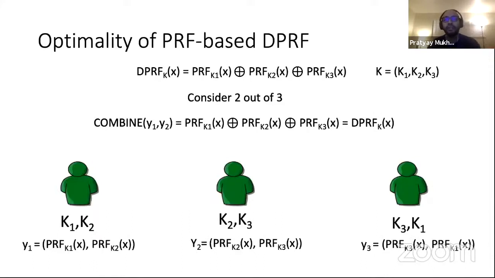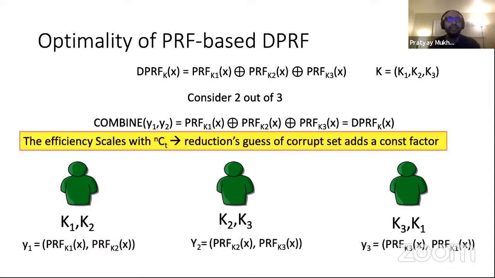The other DPRF construction, which was PRF based, we observed is already adaptively secure if we use a simple guessing technique where the reduction can just guess the corrupt set. The blow up is of course on the order of n choose t, but this solution already has efficiency that scales with n choose t, so it basically adds only a constant factor.